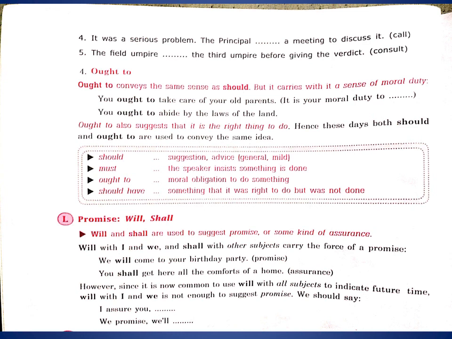will is used with I and we. Shall is used with other subjects. You just need to remember the points. However, since it is now common to use will with all subjects to indicate future time, will with I and we is not enough to suggest a promise. You should say, I assure you, we promise. So you just need to point out particularly, children.